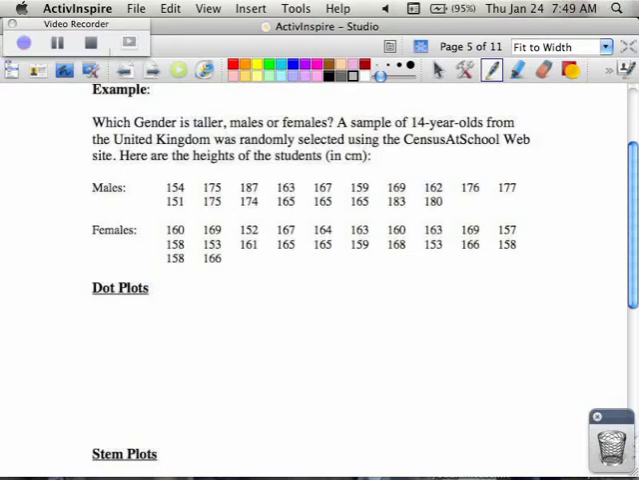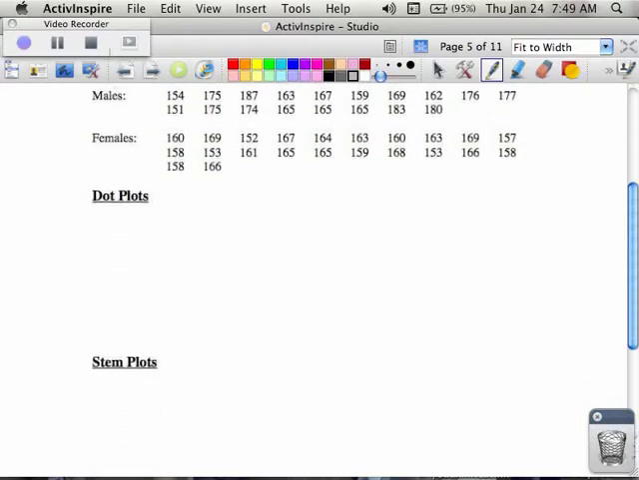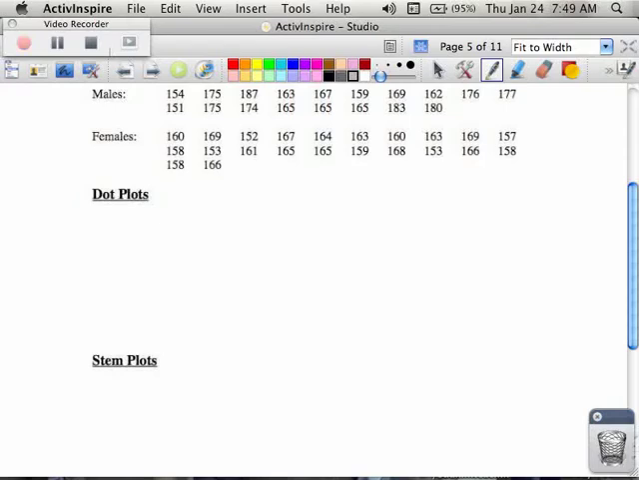And here are some heights in centimeters for these different students, and you can see that they're broken out into males and females. As we look at the dot plots, we could make two separate dot plots. Since the males came first, let's talk about the males. When you're doing a dot plot, you pretty much want to have a number line.